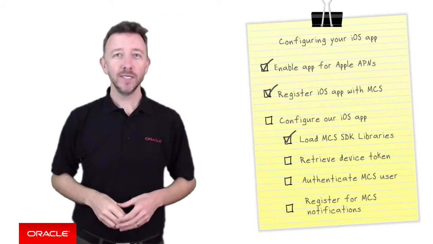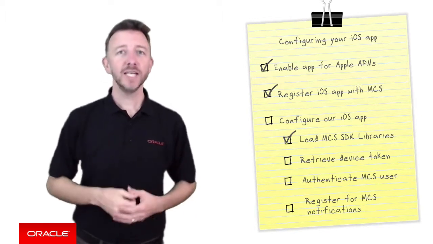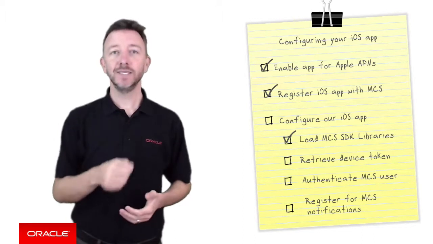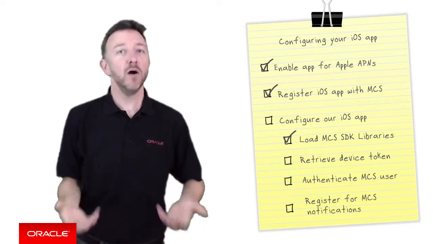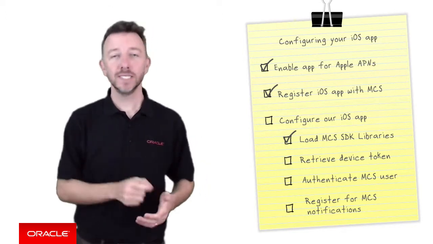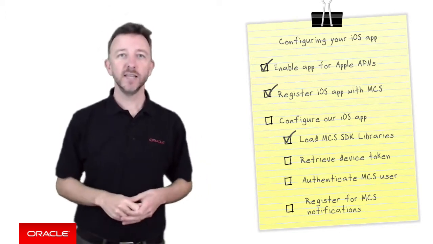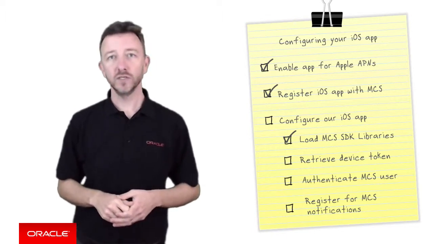Having configured the libraries, we then need to implement something called the device handshake. The device handshake is responsible for signaling to MCS that a specific application, our iOS application, is running on a specific device and it's ready to accept notifications.